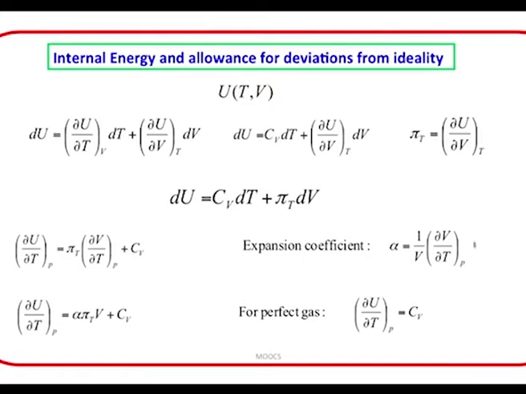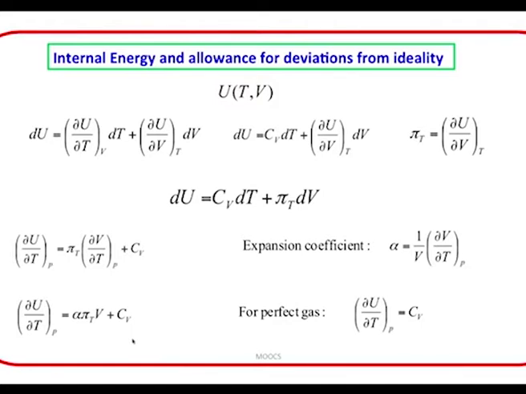And here I am introducing the definition of expansion coefficient alpha, which is 1/V (∂V/∂T) at constant pressure. That is how much the volume changes per unit volume when the substance is heated at constant pressure. When you substitute for (∂V/∂T) at constant pressure into this expression, you get this expression, because (∂V/∂T) at constant pressure is alpha times V.